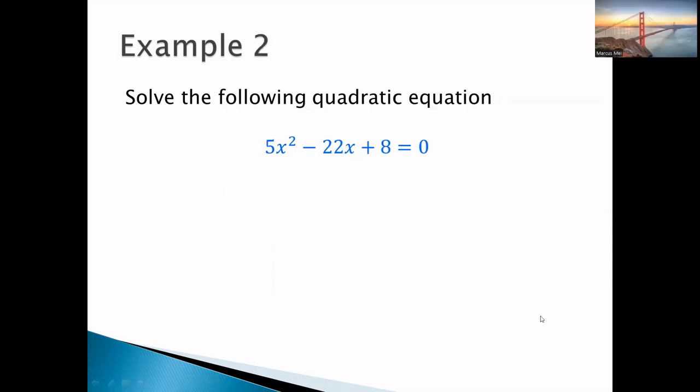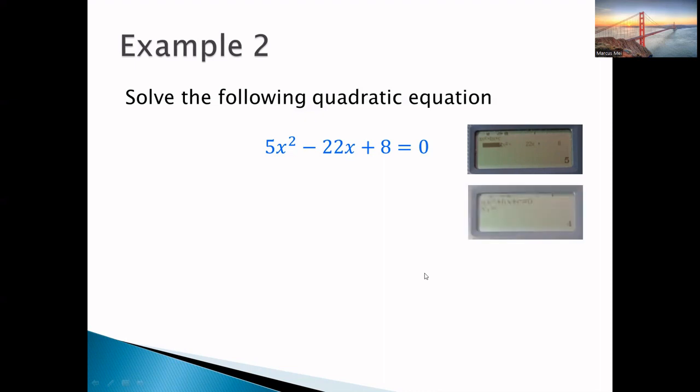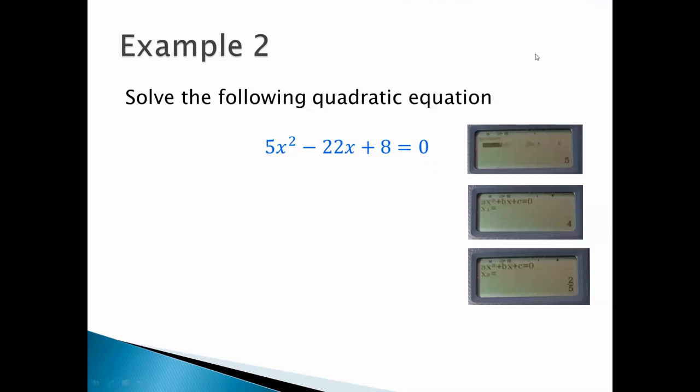Now in example 2, we have 5x squared minus 22x plus 8 equals 0. Again, I'm going to key this into my calculator. So I key in A as 5, B as negative 22, and C as 8. And you can see that I'll get 2 answers again, 4 and 2 over 5. Now you have to be careful when you see this fraction because many people will make a mistake here when doing their factorization. So what do I mean by that? Let's take a look.